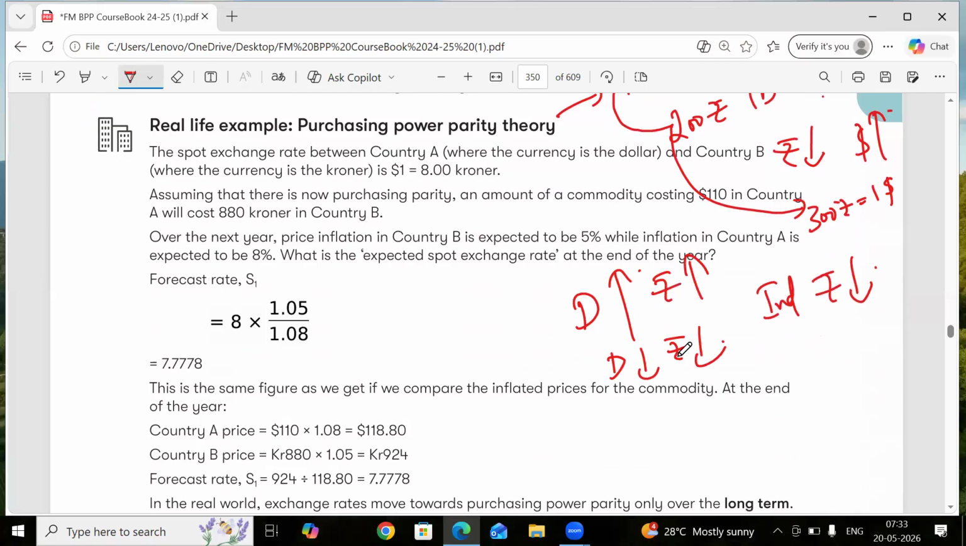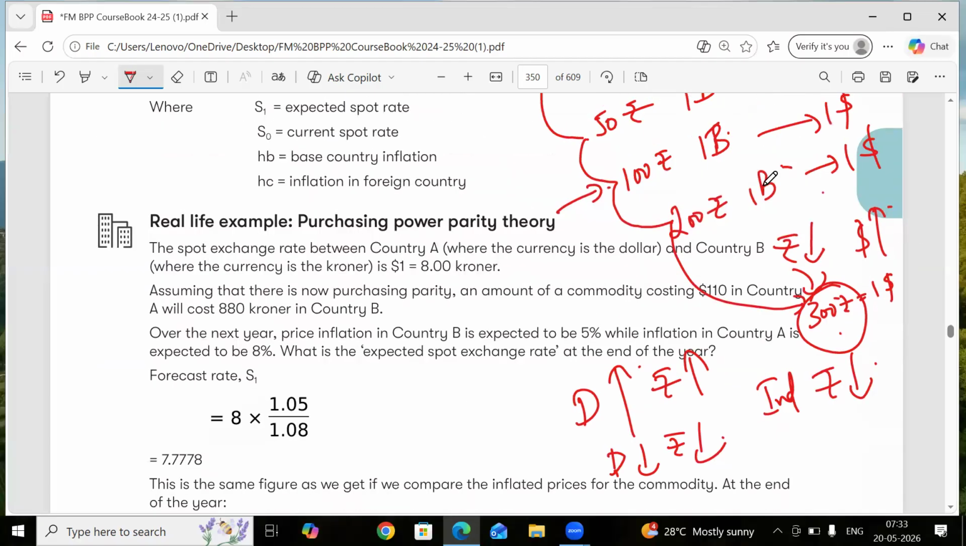Why is demand for the rupee less? Because things are costly in India. At 300 rupees for $1, if this is the exchange rate, the inflation is the highest. So why is it the highest? Because the purchasing power is always going down. Why is purchasing power going down? Because we are paying more rupees to buy $1.